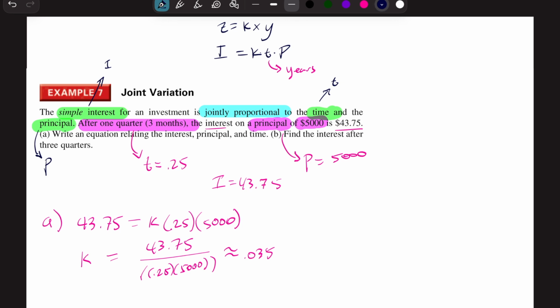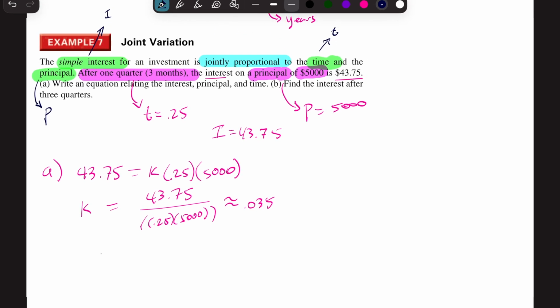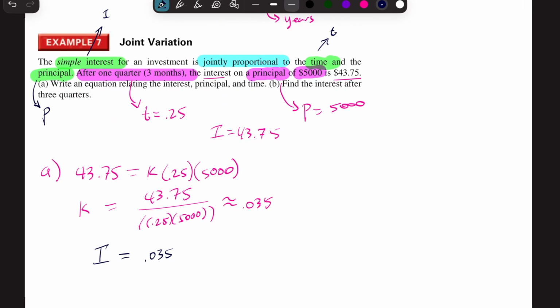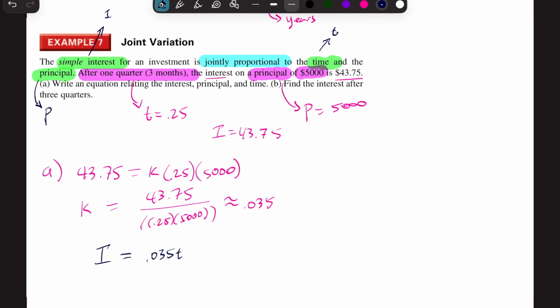Let's write our answer for A. If any of you, again, finance bros, can tell me what that 0.035 is as far as significance in this formula, it's actually just the interest rate of this account, 3.5%. Okay, so there's A. I equals 0.035 TP.